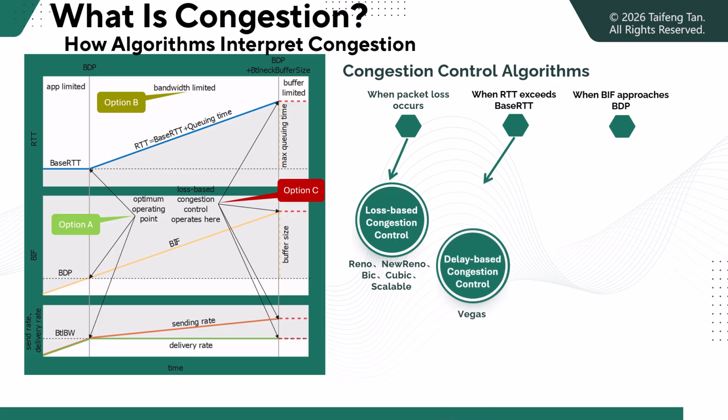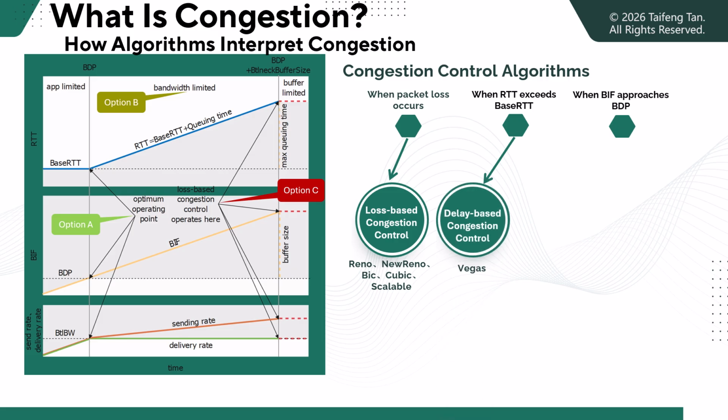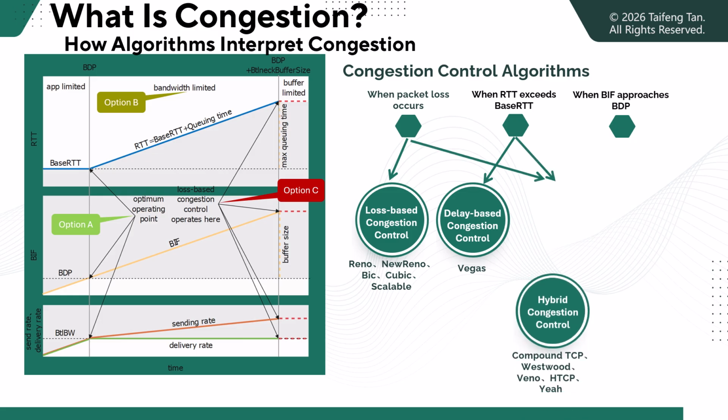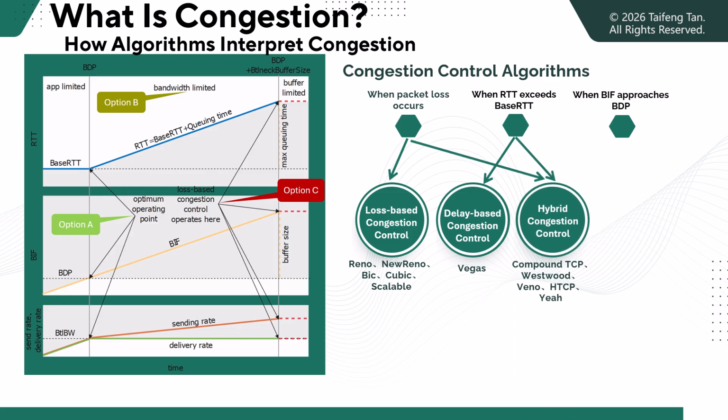Delay-based algorithms use increases in RTT as their cue for congestion. This corresponds to the choice of option B. The Vegas algorithm is a typical representative. Hybrid algorithms combine loss and delay signals, or even try to determine the cause of loss. For example, Compound TCP, Westwood. They try to balance throughput and latency.